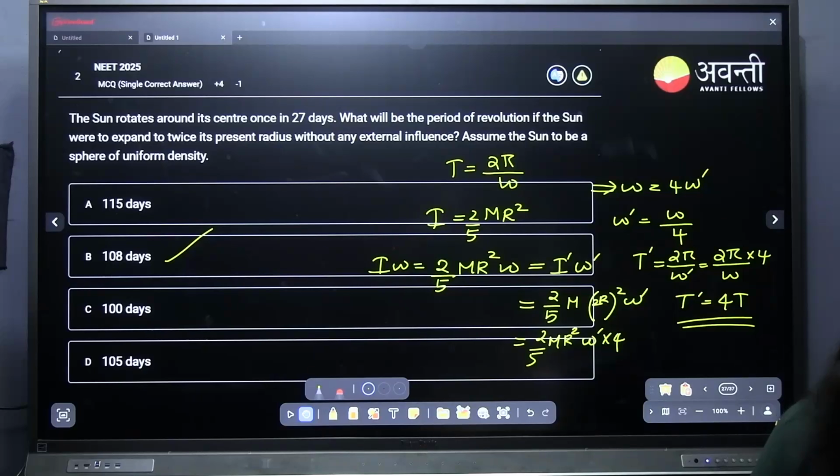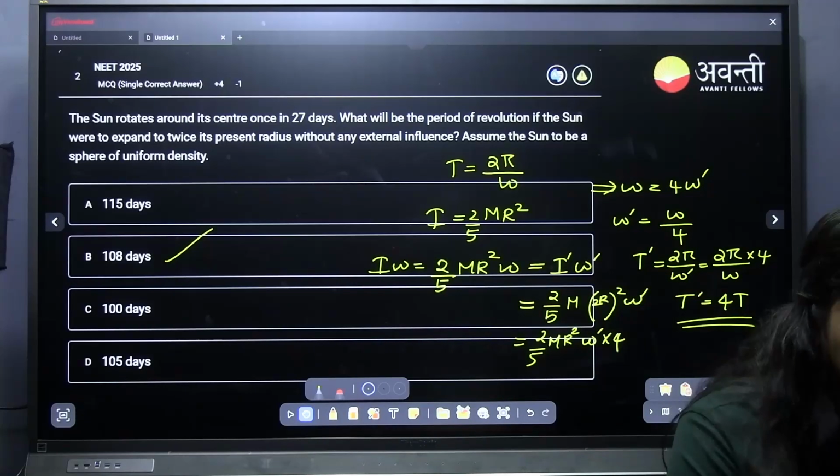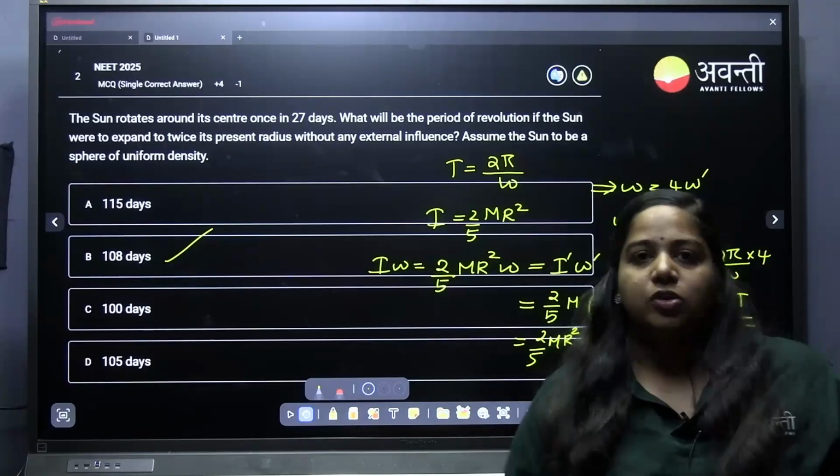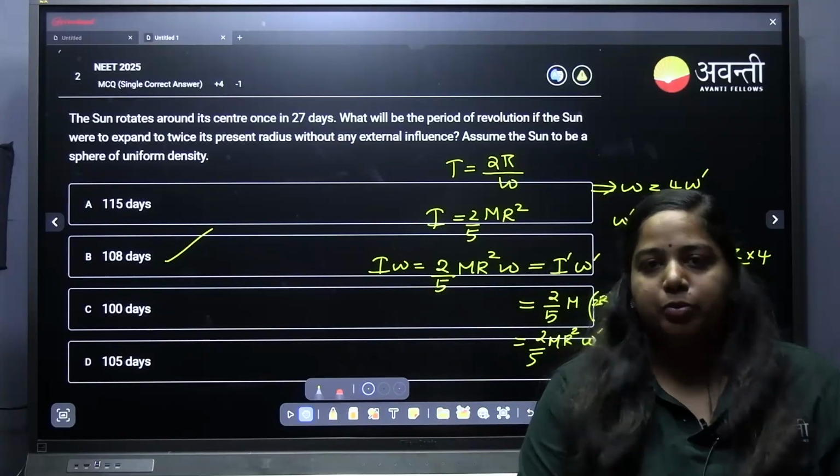If this is clear, we will stop the class for now. Okay, some other questions also I have included in the PPT. Please try to solve them. Any doubt you have, please reach out to me.